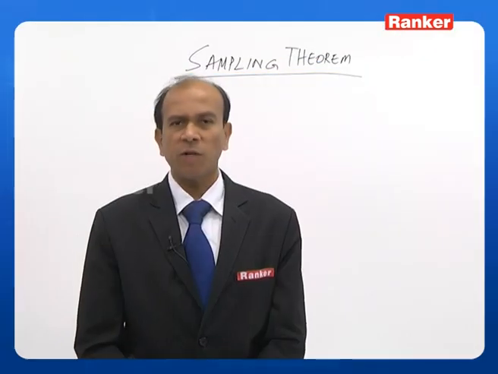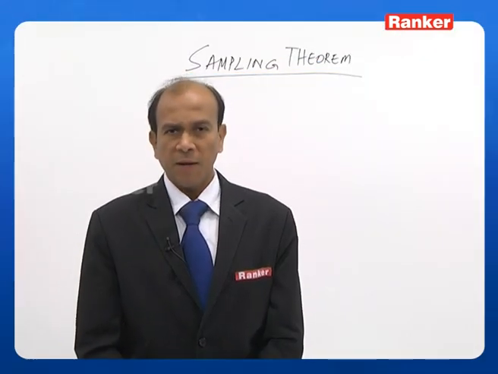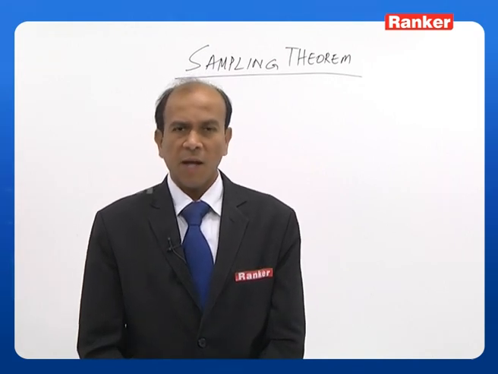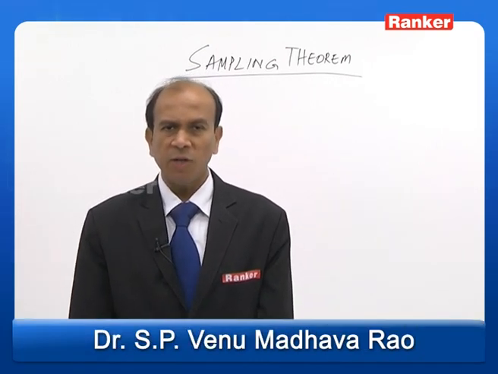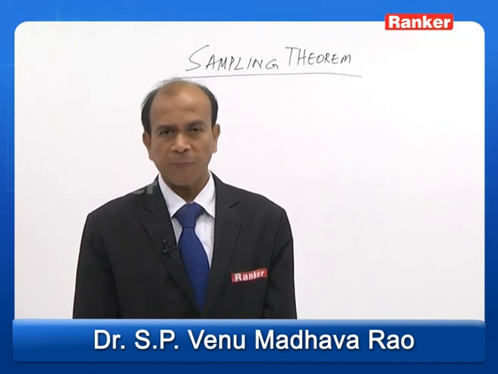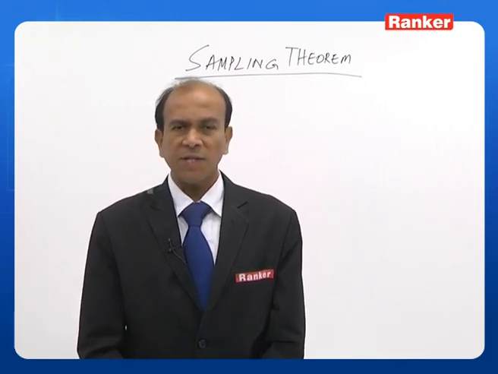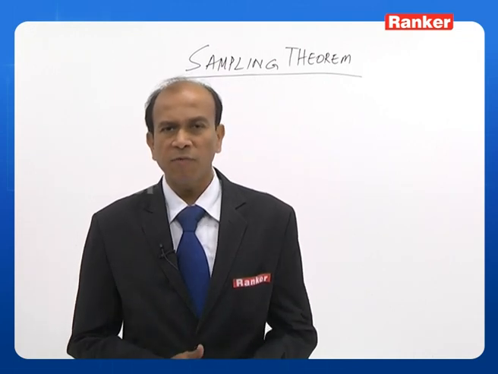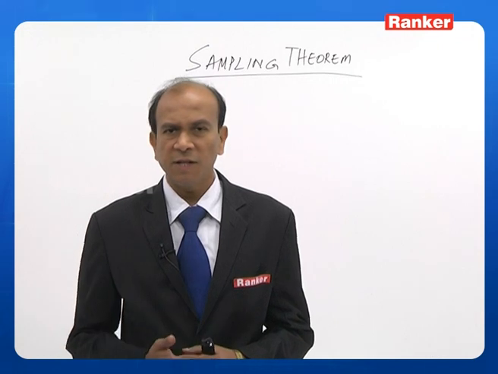Okay, in this session we will look at what is called the sampling theorem. We will see how a signal which is continuous in time, that is an analog signal, can be converted into a signal which is discrete in time. This discrete signal can later be converted into a digital signal. So, what is the process of converting an analog signal to a digital signal?